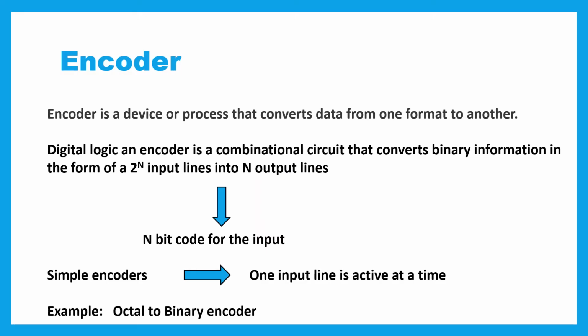An encoder is a device or process that converts data from one format to another. In digital logic, an encoder is a combinational circuit that converts binary information in the form of 2 raised to n input lines to n output lines, which represent the n-bit code for the input. For a simple encoder, it is assumed that only one input line is active at a time. An example is the octal to binary encoder.